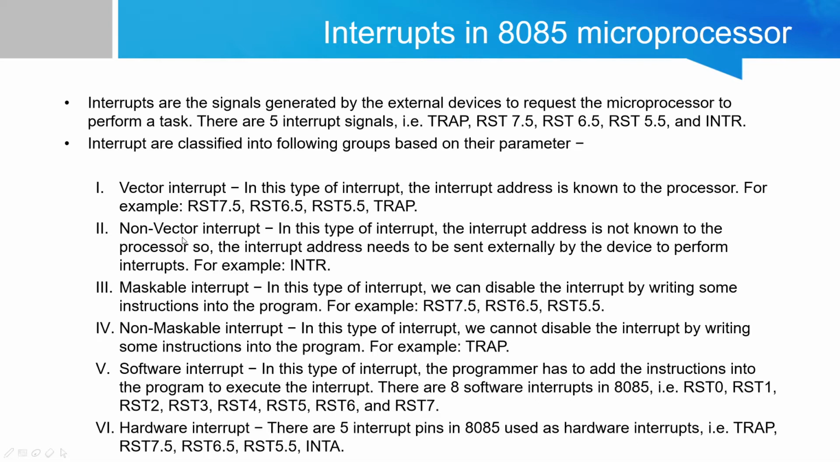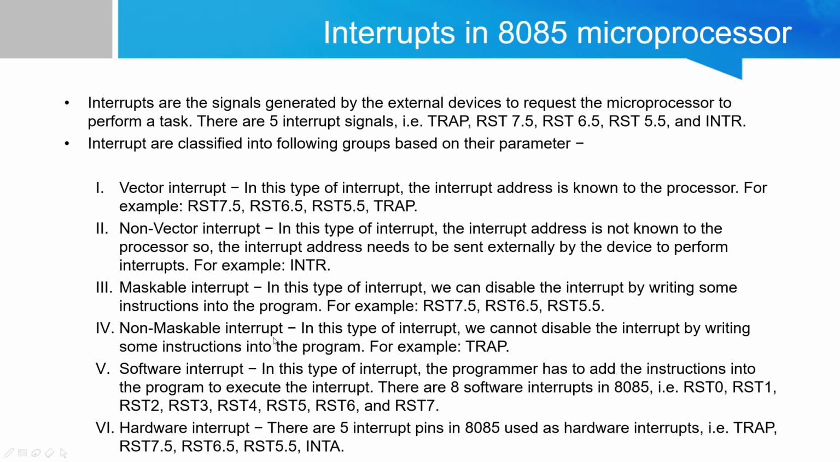Secondly, the non-vectored interrupt. This is the type of interrupt where the address is not known to the processor, so the interrupt address needs to be sent externally by the device performing the interrupt, for example, INTR. Third, the maskable interrupt. In this type of interrupt, we can disable the interrupt by writing some instruction into the program. For example, RST 7.5, RST 6.5, and RST 5.5.